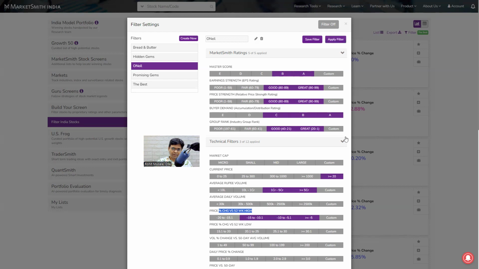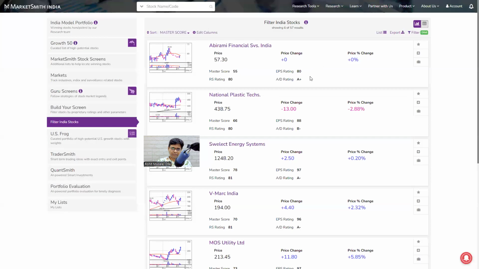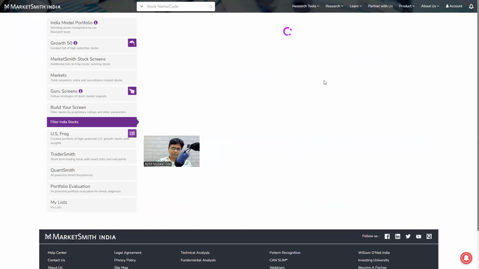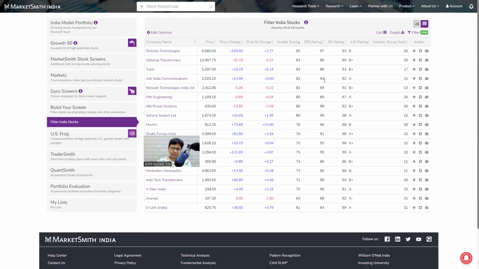If I apply this filter, let's see how many stocks come up. As you can see, 18 stocks show up in this list. So these 18 stocks are out of the 4,939 stocks available in the stock market. So you can see this is the cream of the crop, okay, the best out of the best.